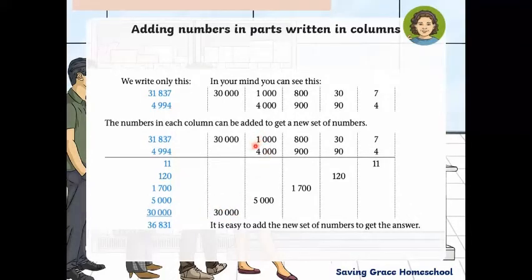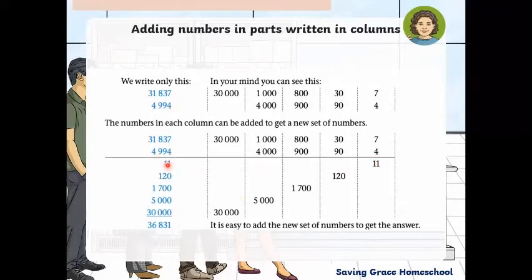Then 1,000 plus 4,000 gives us 5,000. 800 plus 900 gives us 1,700. 30 plus 90 gives us 120. And then 7 plus 4 gives us 11. And then we move them in over here and we add them all up.